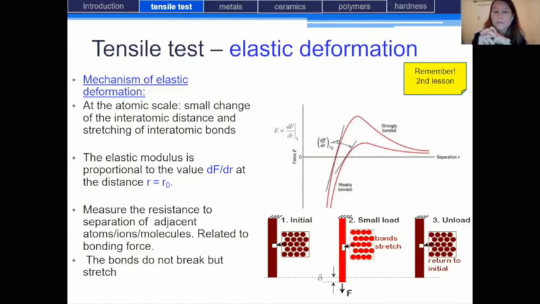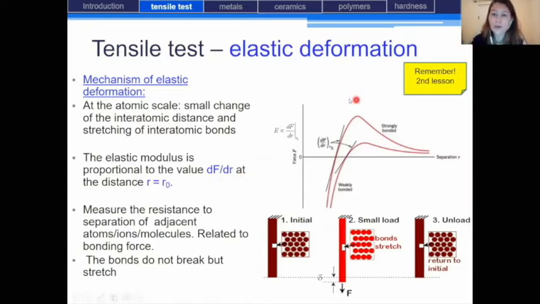So there is no breaking of bonds, there is only increasing of the distance between two atoms. And in fact, the elastic modulus is proportional to the derivative of the interatomic force as a function of the separation distance between two atoms, at the distance corresponding to the equilibrium distance between two atoms.